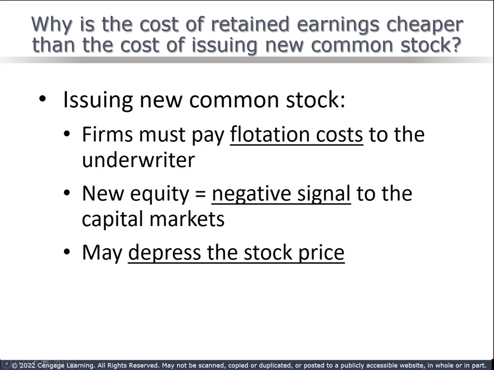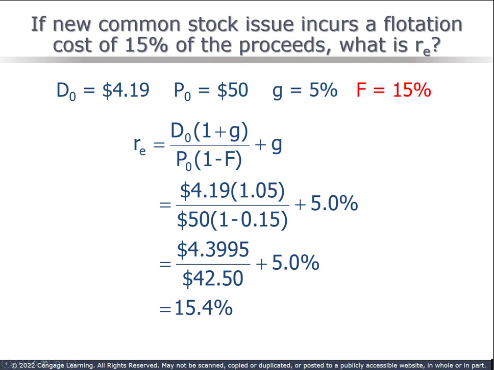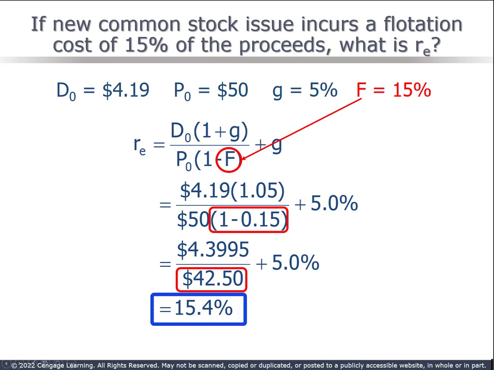Adjusting for flotation cost has to use the discounted cash flow model. Continuing our Coleman example with the addition of a 15% flotation cost. The flotation cost is incorporated into the denominator of the constant growth model, reducing the price received by the issuer. The cost of new equity rises to 15.4%.